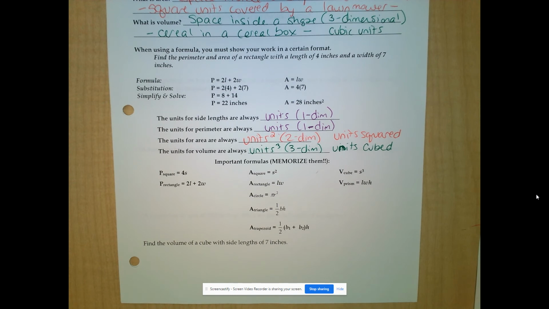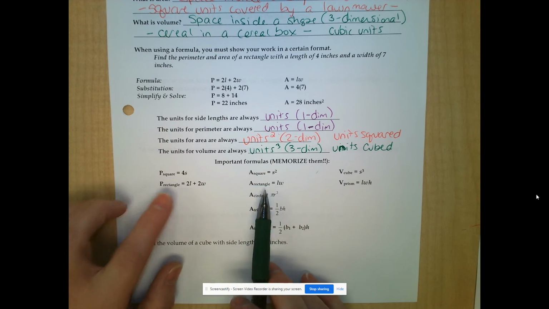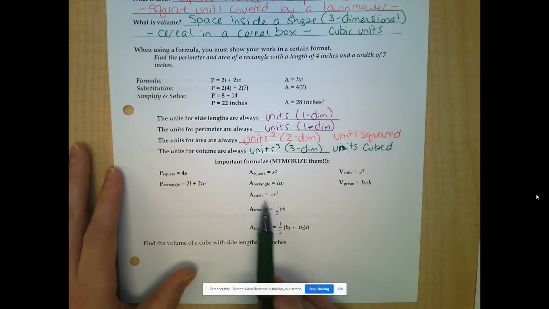We've got perimeter of a square and area of a square, right? So those are the same shape. Now, squares are two-dimensional, but we can find its perimeter or we can find its area. Then we've got rectangles. Rectangles are two-dimensional. We can find the perimeter or we can find the area. Then we've got area of a circle. Now, circles do have circumference. That formula not on here at the moment.